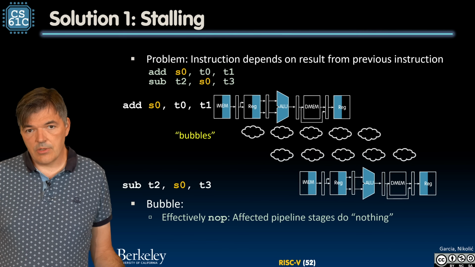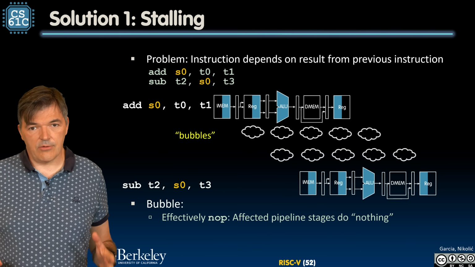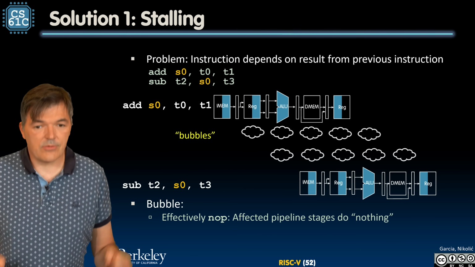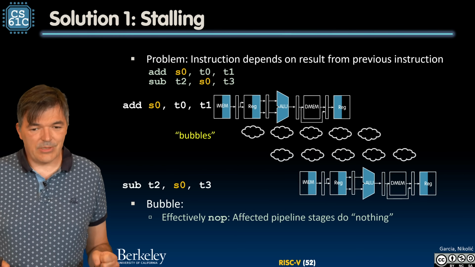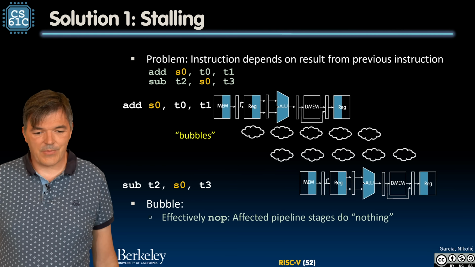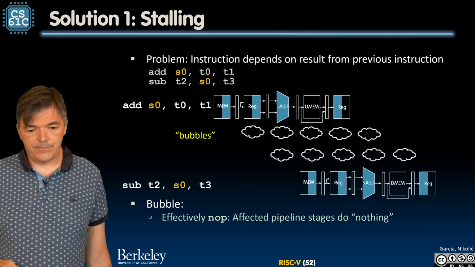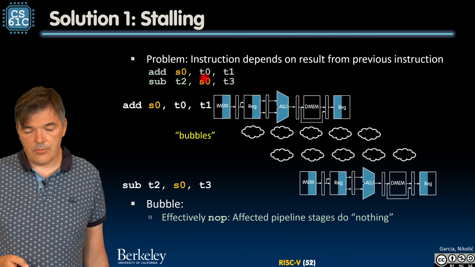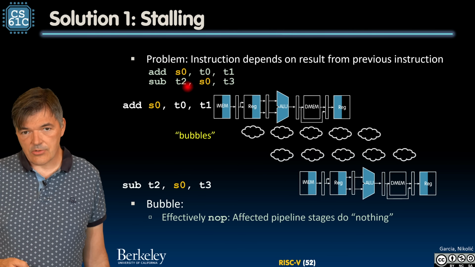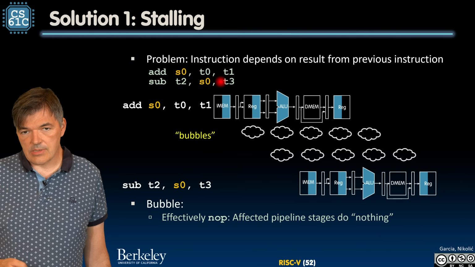So the first solution is so-called stalling. What is stalling? It's like when you have an old car and you drive a little and you stall, and then you start again and you drive a little bit and stall. So that's how your program would actually execute with the stalling. When the next instruction depends on the result of the previous instruction, we cannot start its execution until the result is written back.